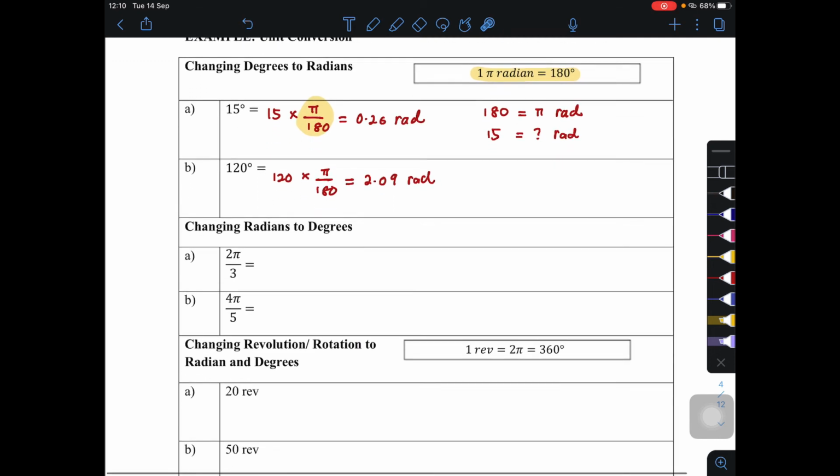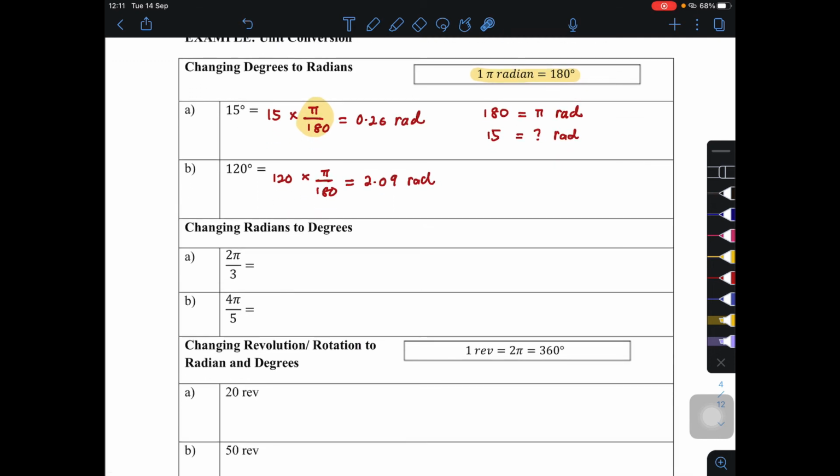Okay, so next one, kita terbalikkan pula radian to degree. Okay, so this one, kamu hanya terbalikkan this 2 pi over 3 terhadap dengan 180 divided by pi. Okay, dia terbaliklah 180 dekat atas, pi dekat bawah, which is equal to 120 degree. So next one pun sama. You will get 144 degree.